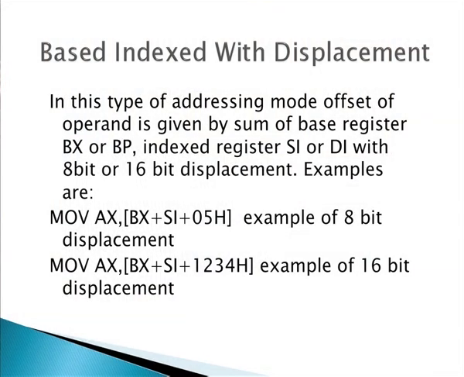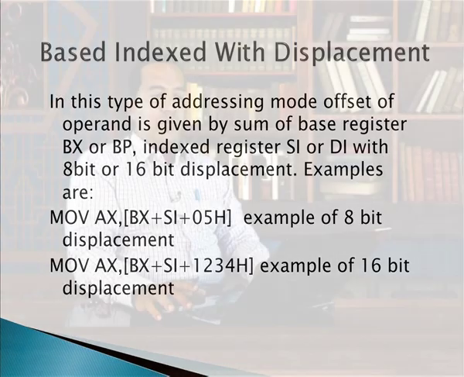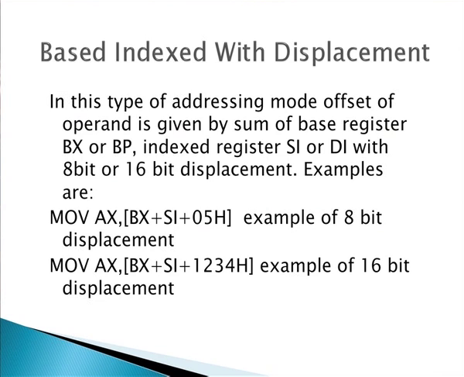The next addressing mode is based indexed with displacement. Now as the name suggests, based indexed with displacement means we will calculate the final offset address by adding the contents of BX register with the contents of index register plus an 8-bit or a 16-bit displacement to it. In this type of addressing mode, the offset of operand is given by the sum of base register, say BX or BP, index register SI or DI, with an 8-bit or a 16-bit displacement.